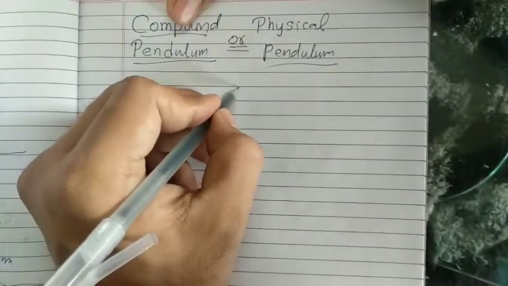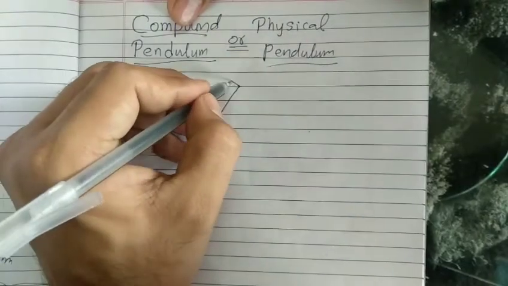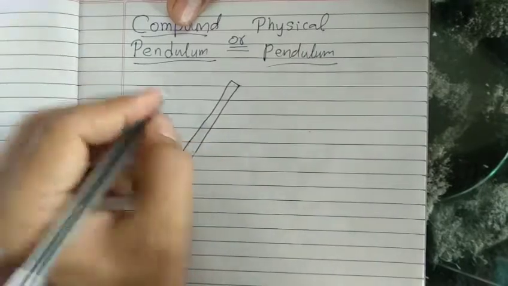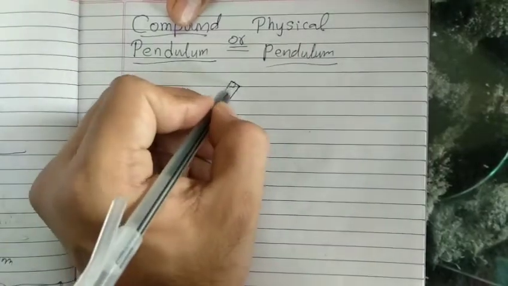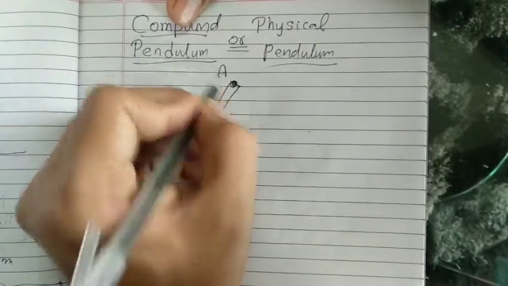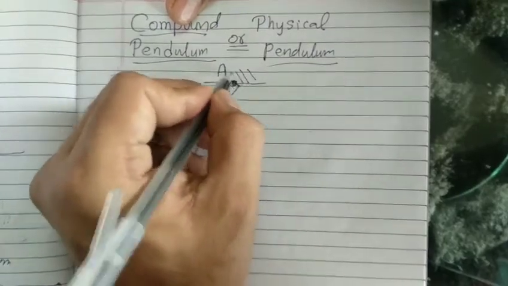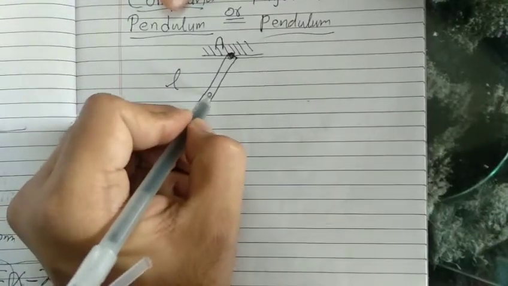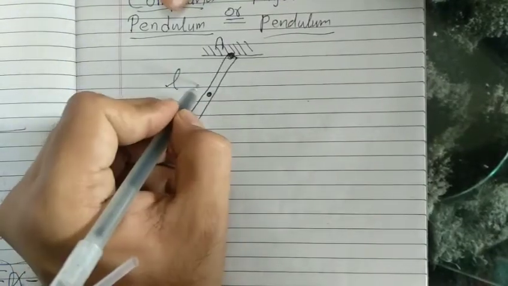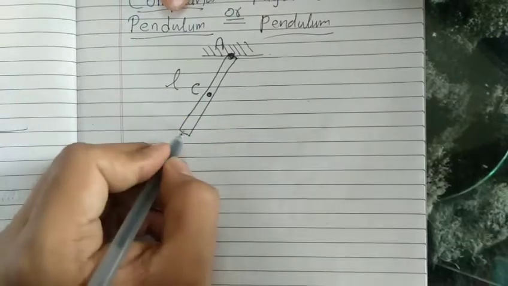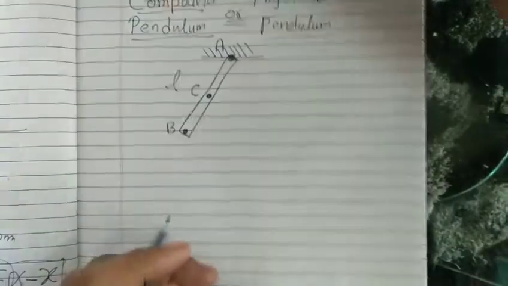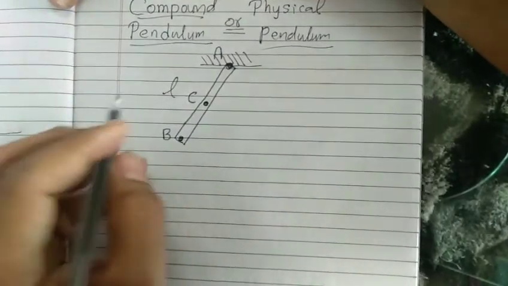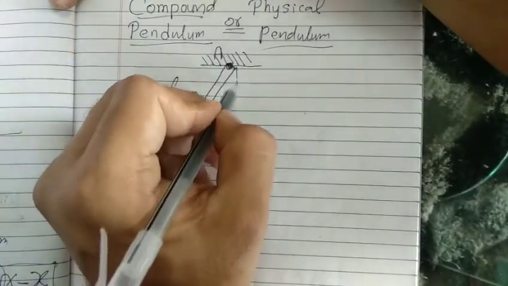Imagine that I take one rod like this, a rod of length, let's say, L. One end of the rod, the upper end A, is fixed rigidly in the roof. The center of mass of this rod is C, and the other end is B. So it's a rod AB, and C is the center of mass. Now initially this rod will be in this position. See this.